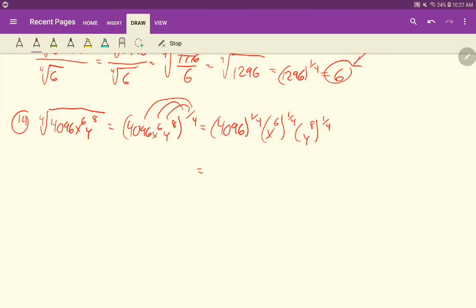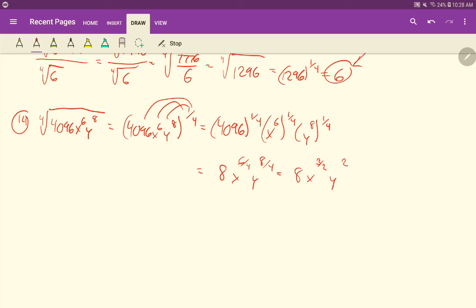And then at that point, 4096 to the 1/4 power gives us exactly 8, which is really nice. And then we multiply these sets of exponents together, so we'll get x to the 6/4 and y to the 8/4. 6/4 will simplify to 3/2. Y to the 8/4 simplifies to just 2. And now this 3/2, we can leave it as 3/2 if you want to. In fact, I might just say to go ahead and do that. We'll just stop right there.